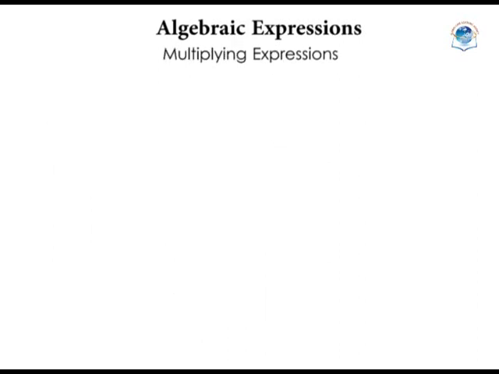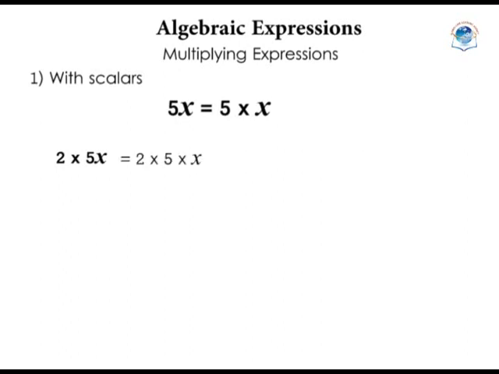Next, multiplying algebraic expressions. We have already seen that the terms of an algebraic expression are formed by multiplying factors, so that 5x is formed by multiplying 5 times x. And so if you're multiplying the term 5x with another constant, you are simply adding another factor. So 2 times 5x simply means 2 times 5 times x, which gives us 10x.